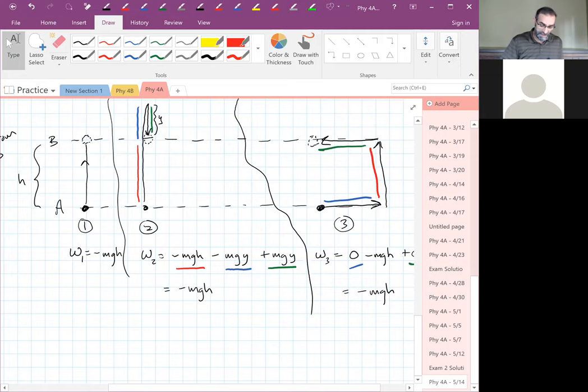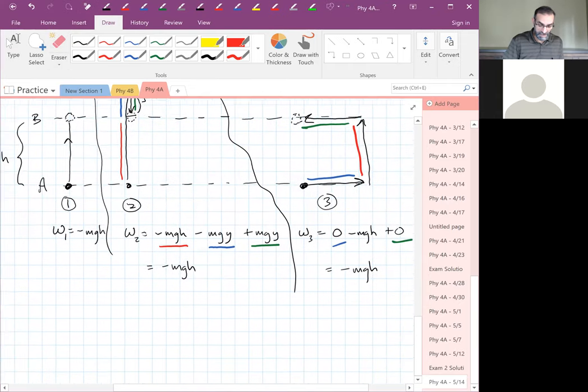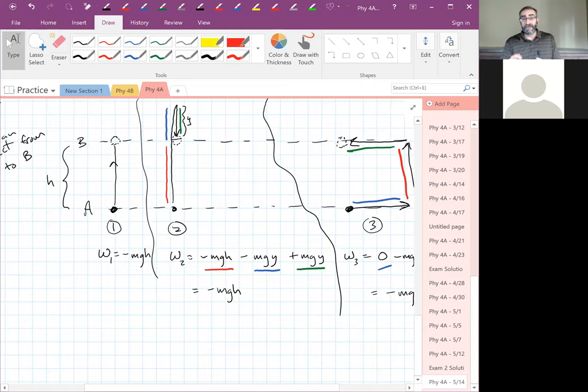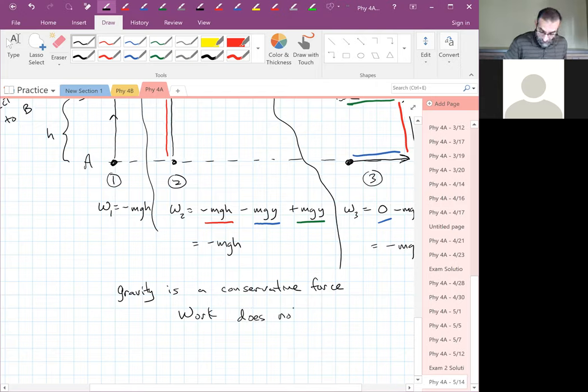Any path we take, we can take this path if we want to. We can take any path and the work done is going to be the same. And when that's true, when the work done between points A and B is independent of the path taken, that's a special kind of force called a conservative force. So gravity is a conservative force. So the work does not depend on the path taken.